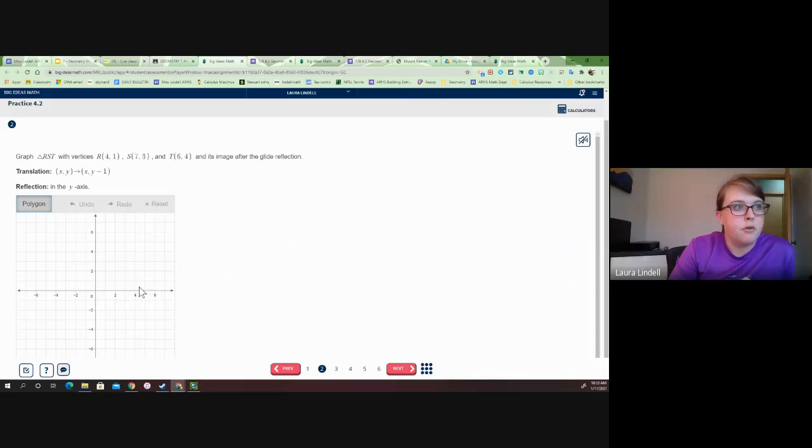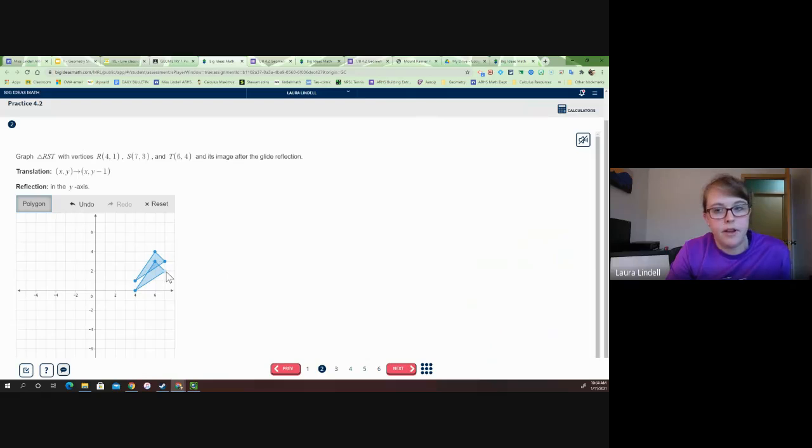So graphing first, over 4 up 1, over 7 up 3, and over 6 up 4, and then connecting it back up. Make sure on this one that you click the first point again to connect it. Then this one just says x comma y minus 1. So we're moving this thing down 1. So we go down 1, down 1, down 1, and connect it back up.